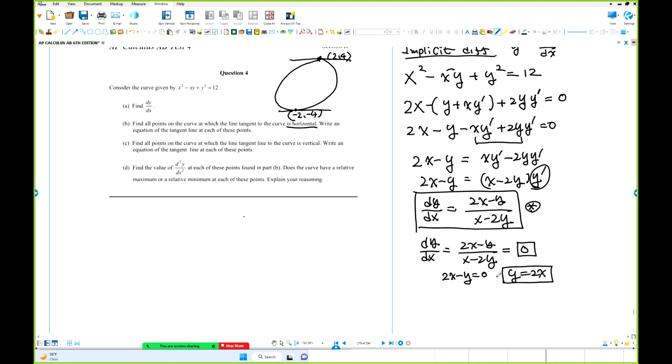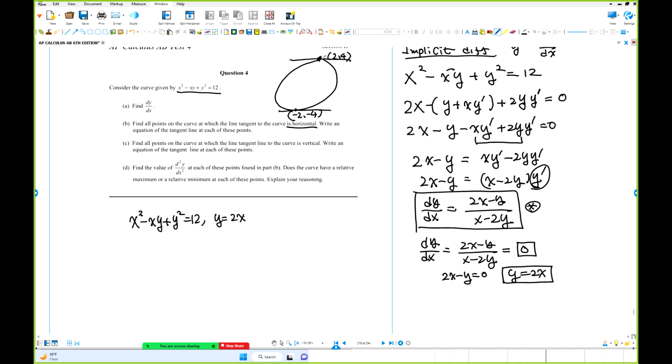But without using the graph, we have to find this. How can you find the values of x and y? Because the point is on this line. This is a little hard. So you have to solve these two equations: one is x squared minus xy plus y squared equals 12, and the other is y equals 2x. We're going to find the intersection point.